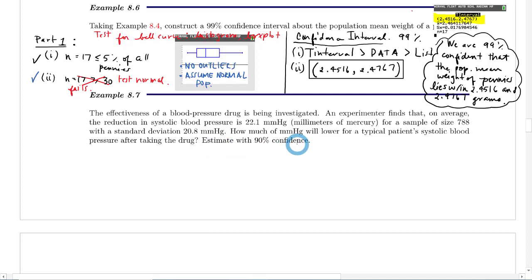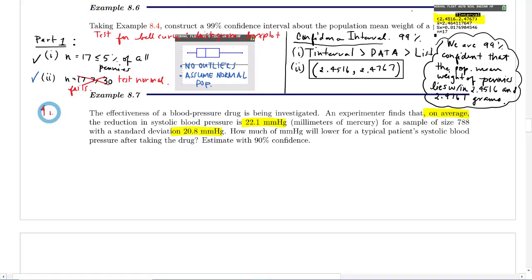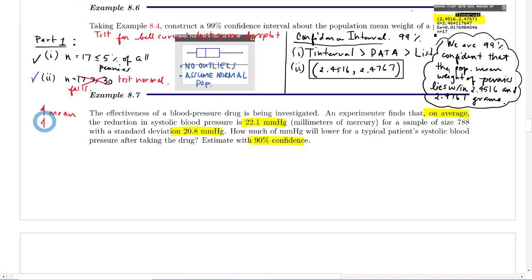Estimate with 90% confidence. So notice once again, they did not tell us anything about the population, but I do want to note some things. So they did say that the average is this and the standard deviation is this. So that's your red flag that this is going to be a mean. The other part we want to highlight is that they're saying 90% confidence. They don't specifically ask for a confidence interval, but knowing 90% confidence, we're going to go ahead and find the confidence interval at 90%.